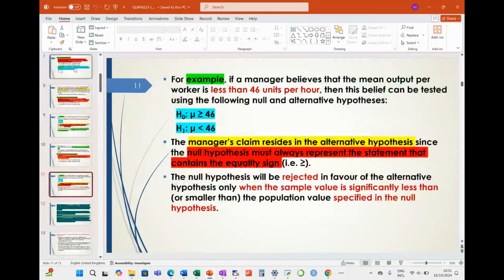And there you can see, now there's another. They've just reversed it. Now they're saying less than 46 units. All right. And here it's actually saying exactly that the null hypothesis must always represent the statement that contains the equal sign. Okay, right. And there you now see H0 is more than or equal to.